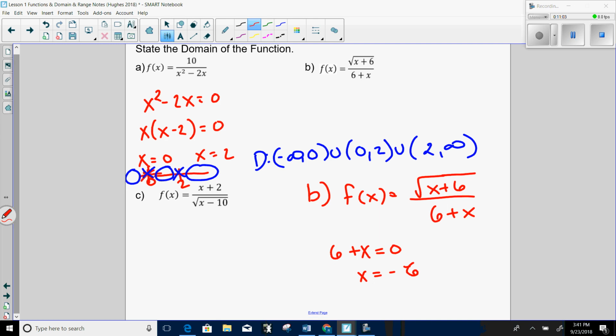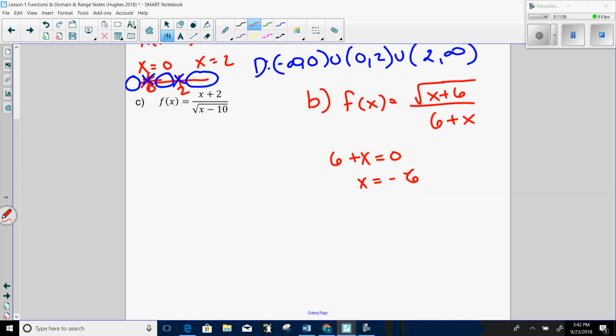Okay? But there's another thing that I have to think about. The other thing I have to think about is that x plus 6 in the top, this part right here, what can I not have inside of a square root? I can't have a negative. So what I do is I set up this. I want x plus 6 to be greater than or equal to 0. I can't have negatives. That means I have to have 0 or larger. Solve that equation, which says x has to be greater than or equal to negative 6.